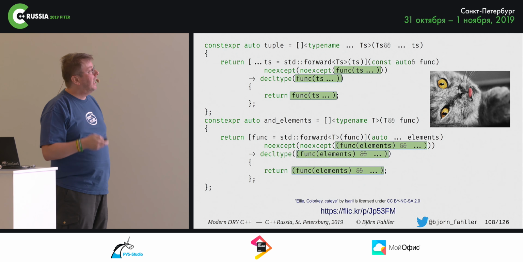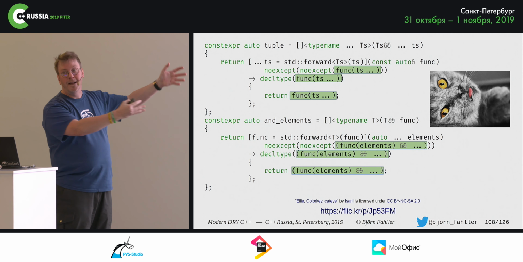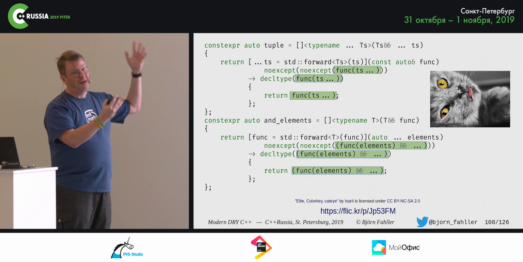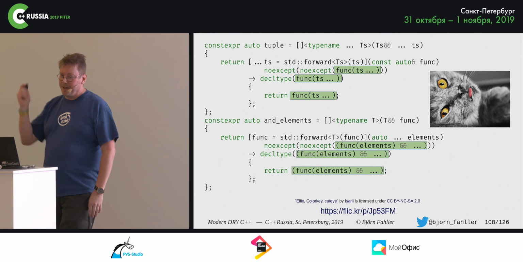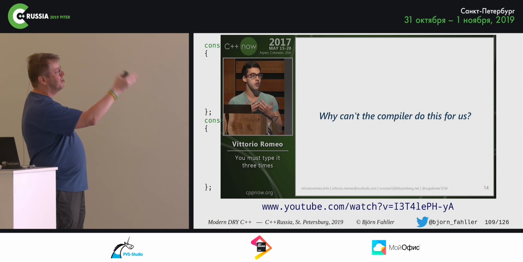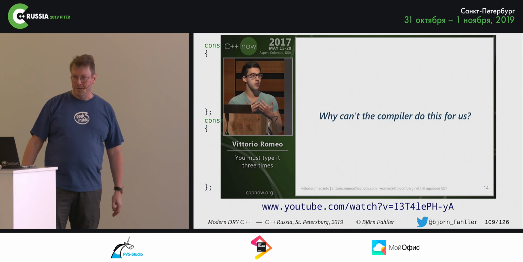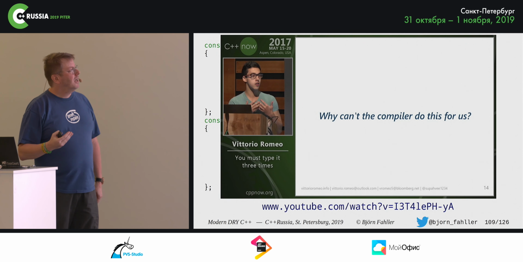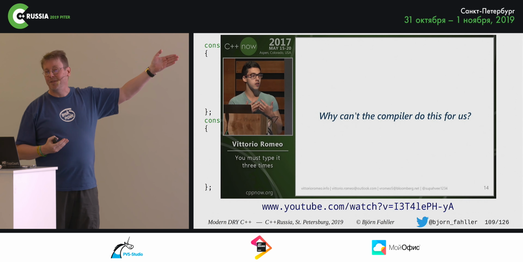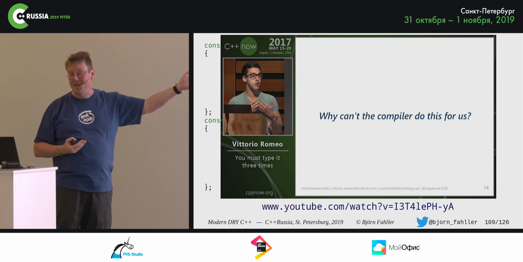But I'm sorry, I'm lost for words. This is just so bad. This is just so bad. The only thing I can say is watch this lightning talk by Vittorio Romeo from 2.5 years ago. It's titled "You must type it 3 times." And the obvious question is, why can't the compiler do this for us? Because it can. It has all the information.